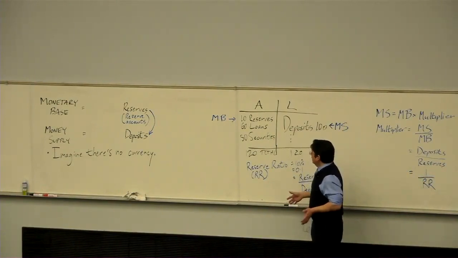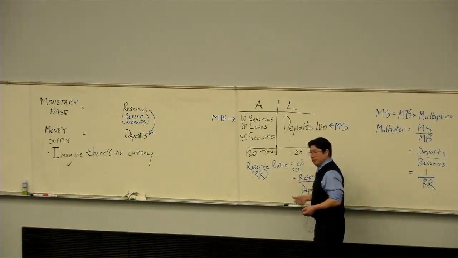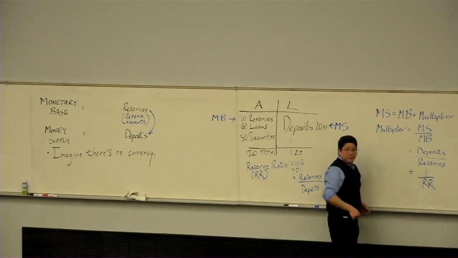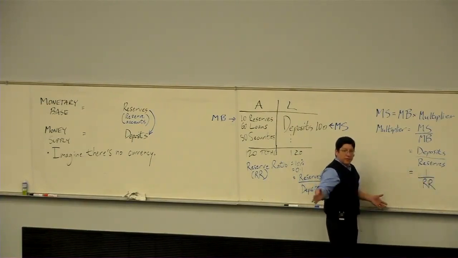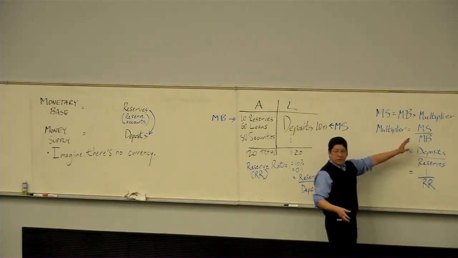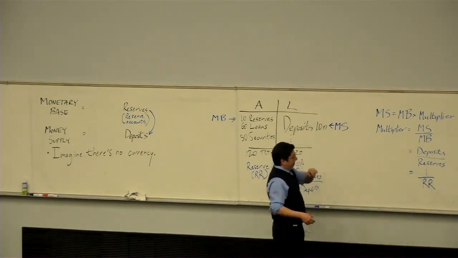If you lend more intensively, the reserve ratio goes down. What happens to the multiplier? It goes up. So more intensive lending, bigger money supply, even without a change in the monetary base.